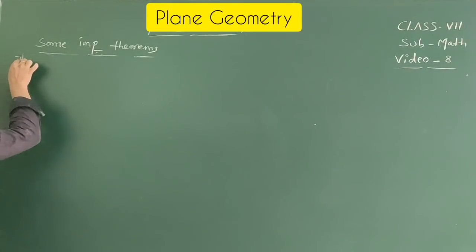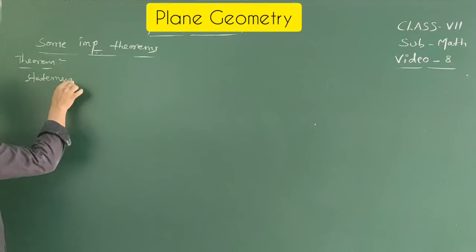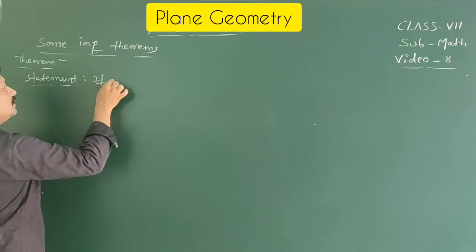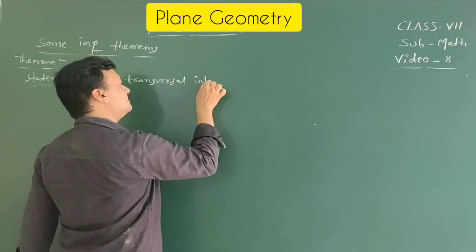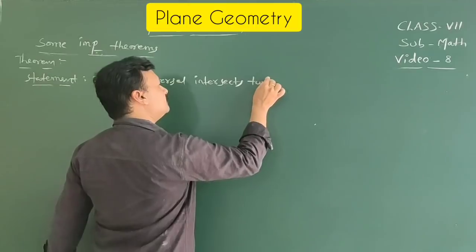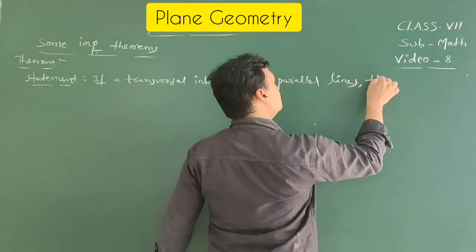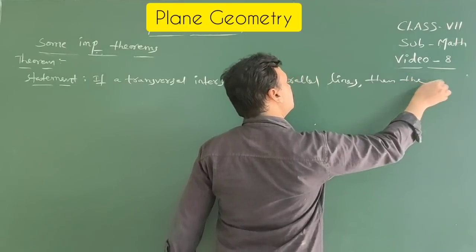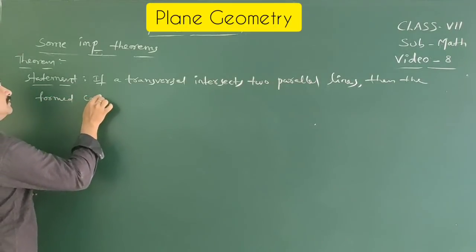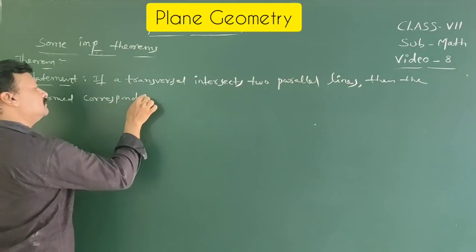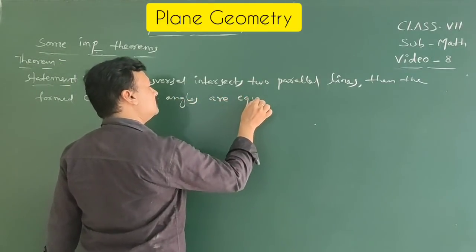Now, theorem statement. If a transversal intersects two parallel lines, then the formed corresponding angles are equal. You know this one.